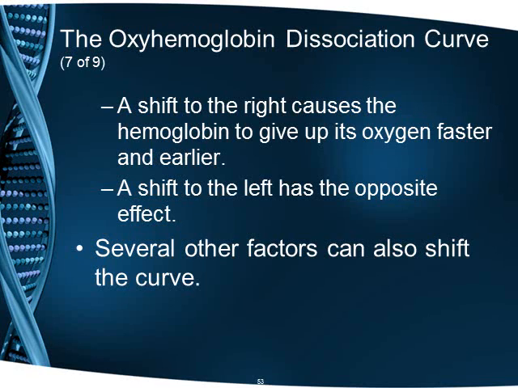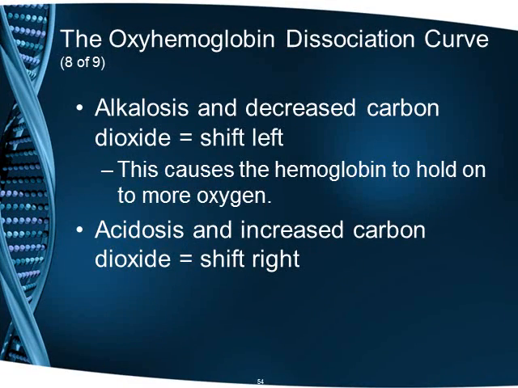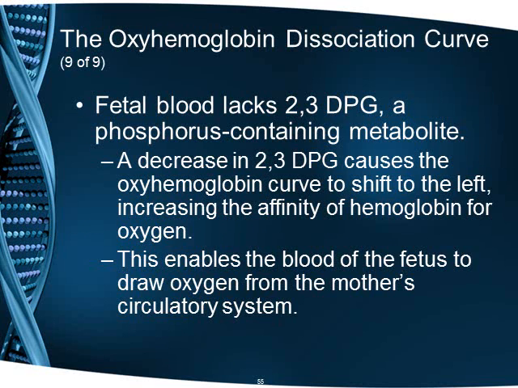Those changes: a shift to the right, causing us to give up the oxygen faster and earlier than we need to in an acidotic state, or a shift to the left in an alkalotic state, meaning we can't get rid of it. We're holding on to it and we just cannot drop it. So alkalosis causes a shift to the left, and acidosis causes a shift to the right.